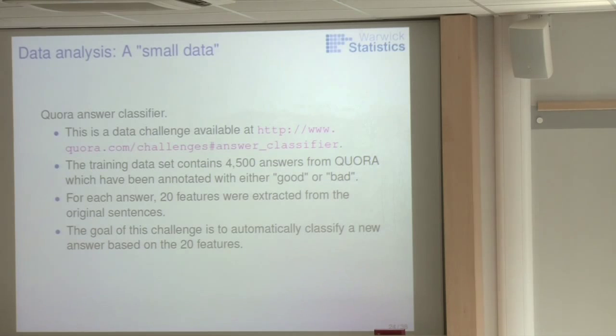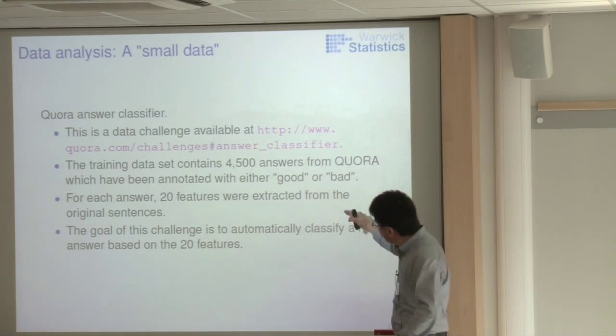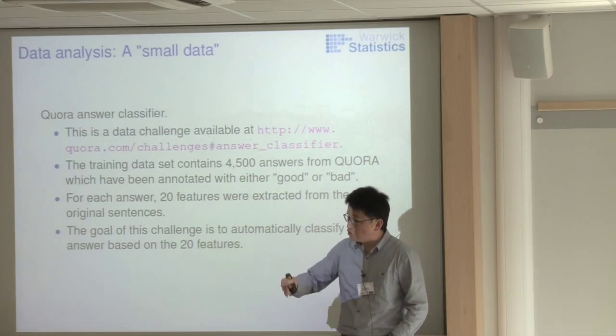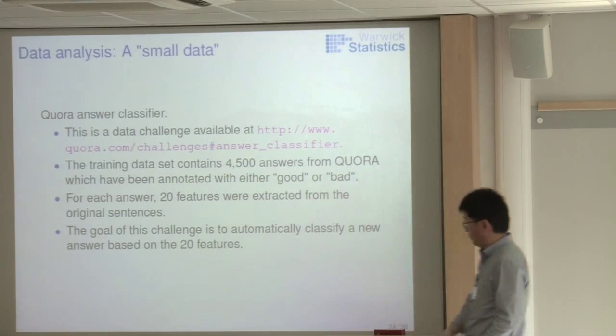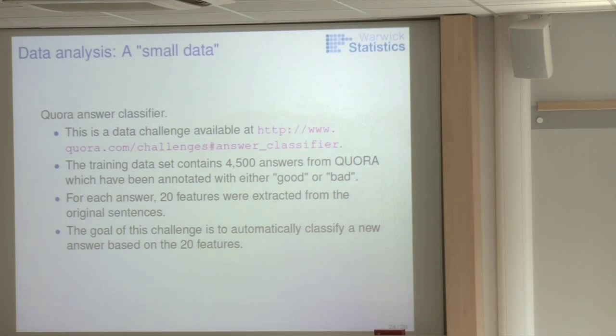The first data analysis is taken from a website called Quora. This is a website about questions and answers, where a community of users ask, answer, and check questions. This is a data challenge available from this website. For this data set, we have about 4,500 observations and 220 features. This is not a high-dimensional problem, by the way. We just want to see how our approach performs in comparison to some of the traditional approaches, such as LDA and QDA. Of course, the goal of this challenge is to automatically classify a new answer based on these 220 features.